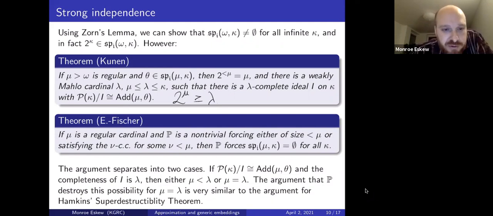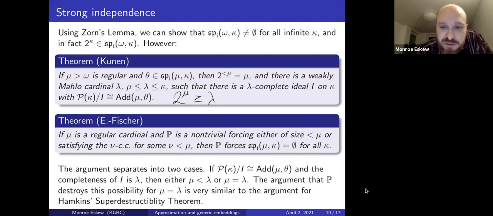And so the theorem we have that uses this approximation property is that not only is it unusual to have non-empty spectrum, but it's very fragile. So if mu is a regular cardinal and P is any non-trivial forcing that's either of size less than mu or satisfying the nu-c.c. for some smaller cardinal nu, then P forces the mu-kappa independent spectrum is empty for all kappa.